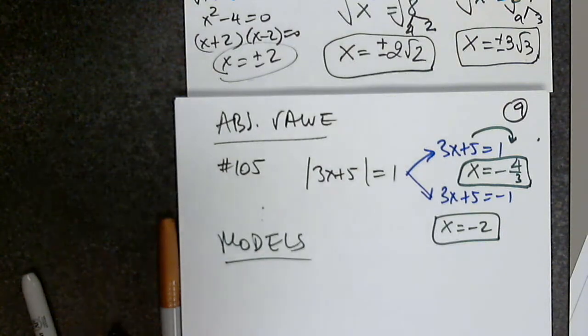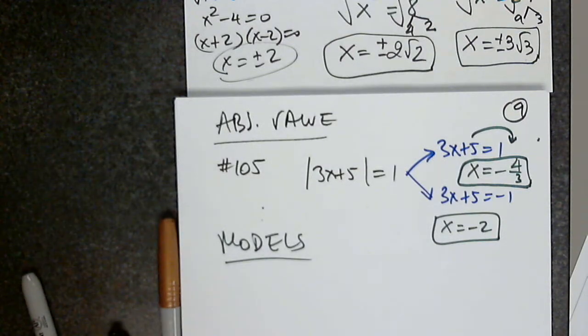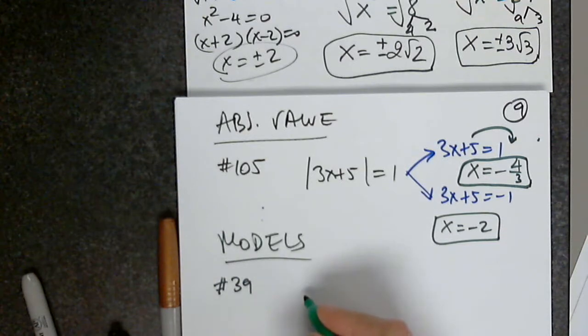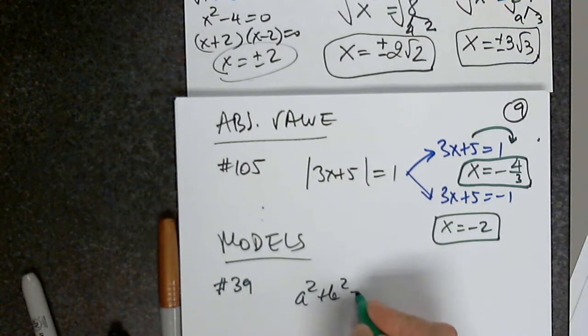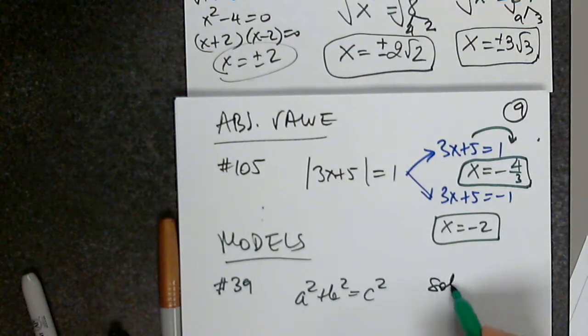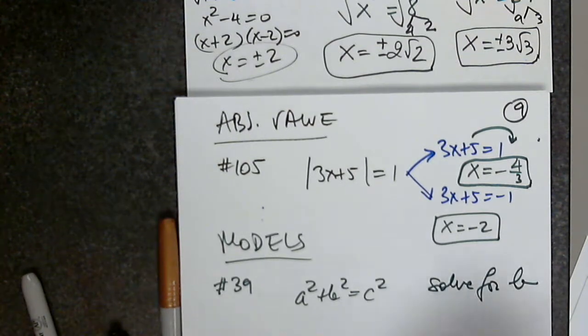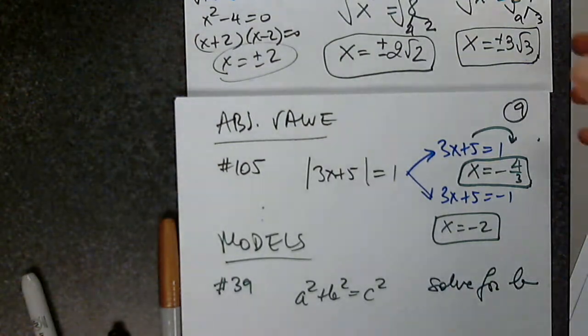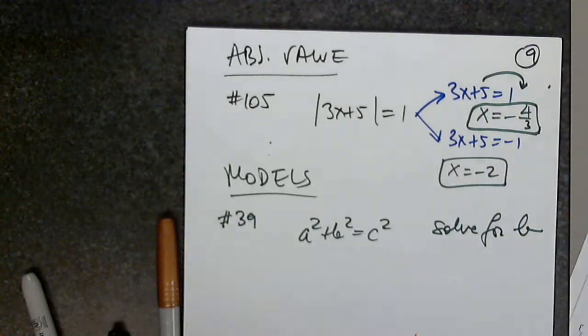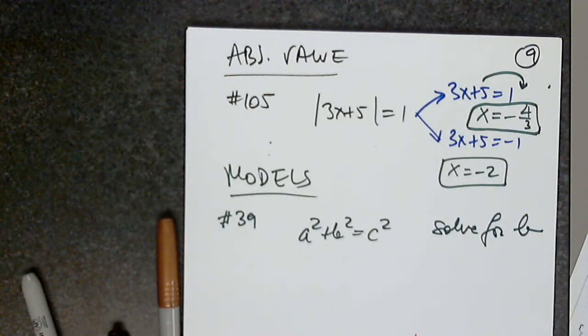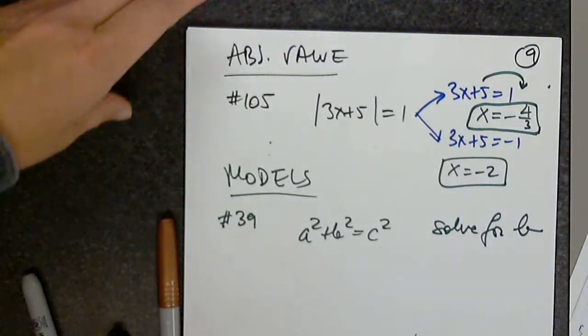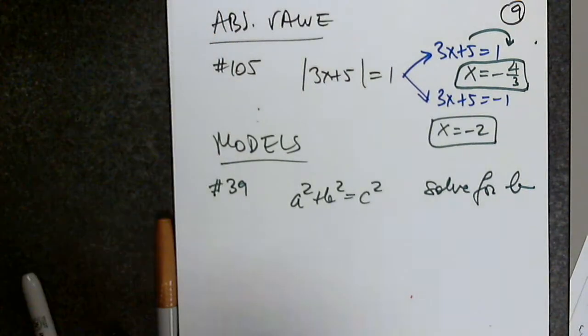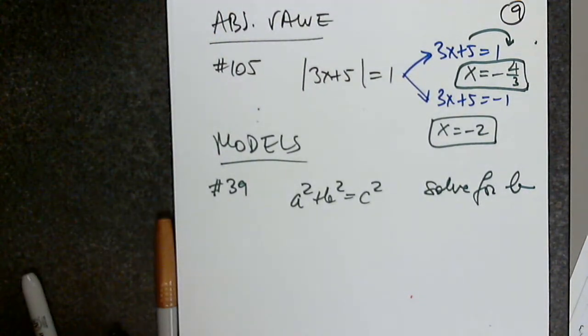So let's say 39. So a squared plus b squared equals c squared. Solve for b. Does this ring a bell? Some of the problems I chose from the recommended ones, so that will help you when you work on those problems. So it is the Pythagorean theorem, correct. So what do I do next?